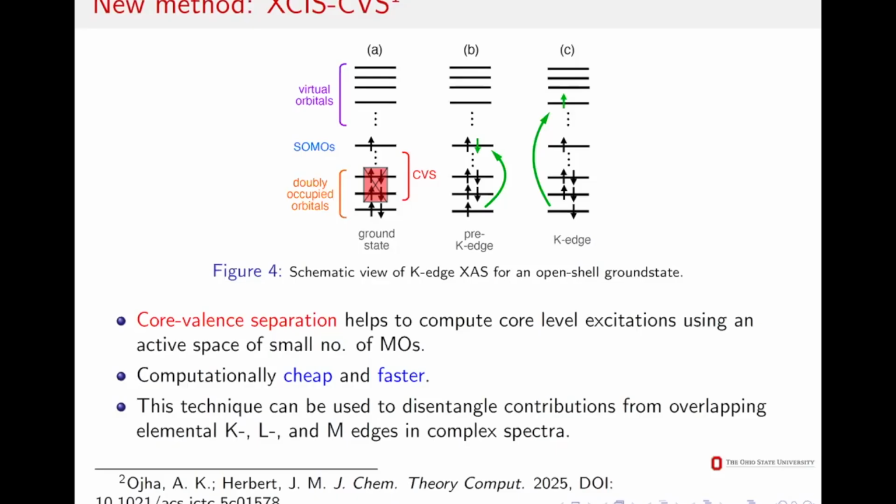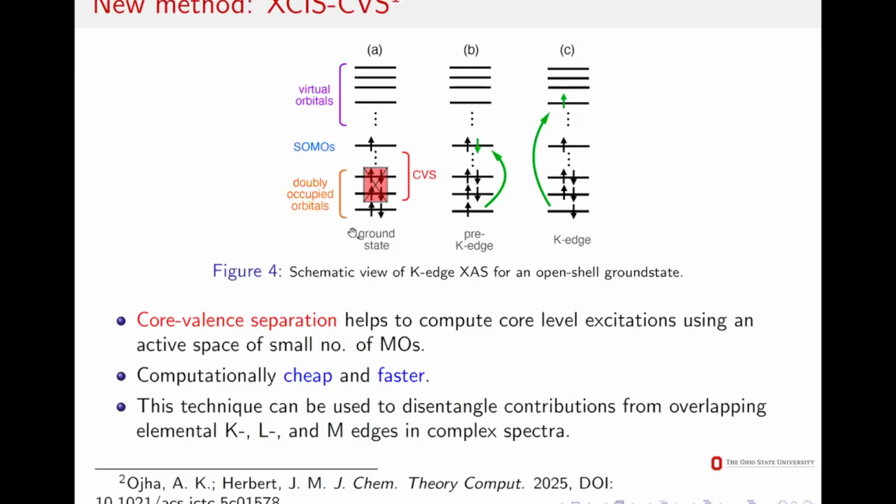So you don't have to consider the valence electrons when you really want to choose the core electrons like 1s or 2s. You can completely remove those contributions from the full Hamiltonian. As you are removing those contributions, computationally it's cheaper and faster. You don't have to diagonalize the full Hamiltonian, you can just do it for a small active space. Now, in experimental spectra, you don't know whether a feature is coming from 1s, 2s, 3s or 3p. CVS actually helps to disentangle these contributions from overlapping elemental K, L, M edges in complex spectra. So that's the usefulness of core valence separation.